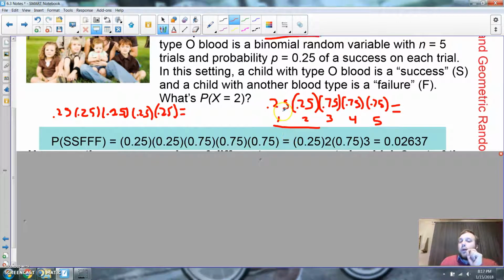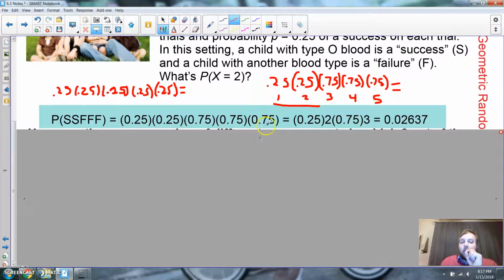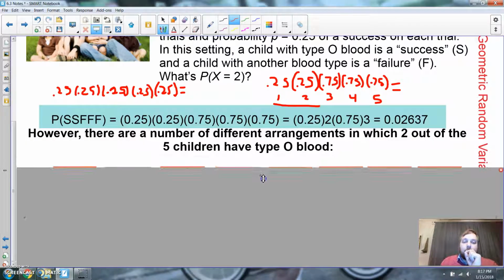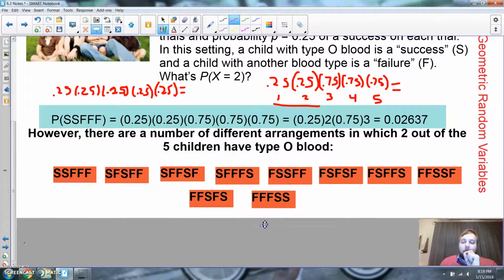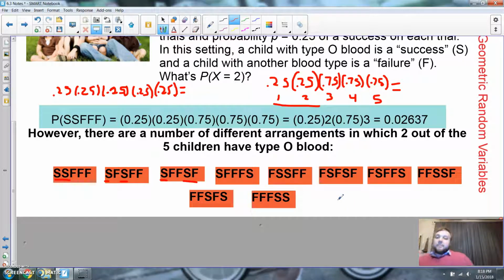But with 2, I could mix and match these all around. So here's all the different ways 5 kids can be arranged, or 2 can have it with 5 kids. So the first 2 could be successes, or maybe the first one, the third one, the first one, the fourth one, and so on and so forth, right? Well, I don't know about you, and I think I've told this to my AP Stats class, this is my least favorite thing to do, listing out all the sample spaces, because I know I'm going to miss one, right?